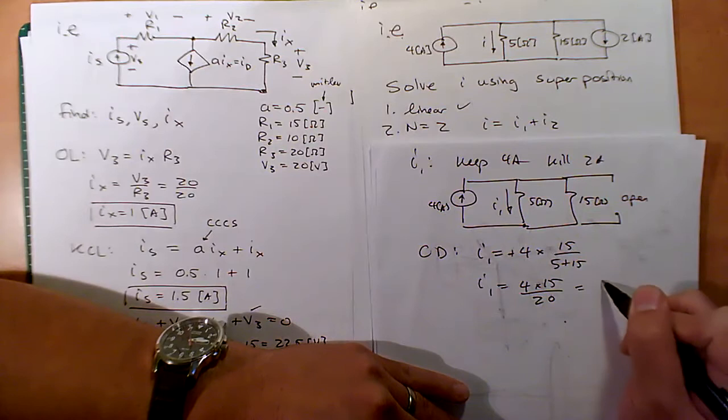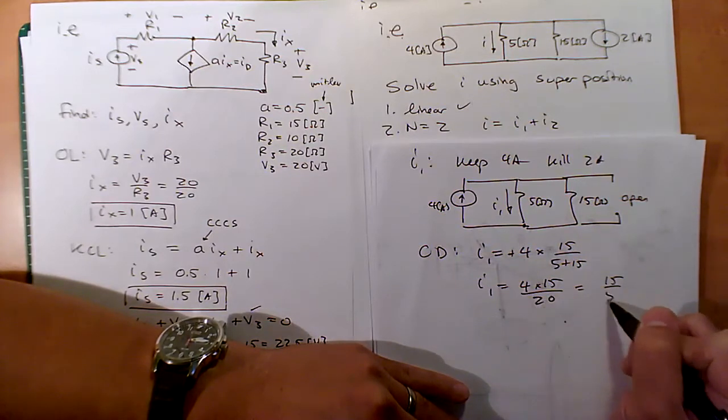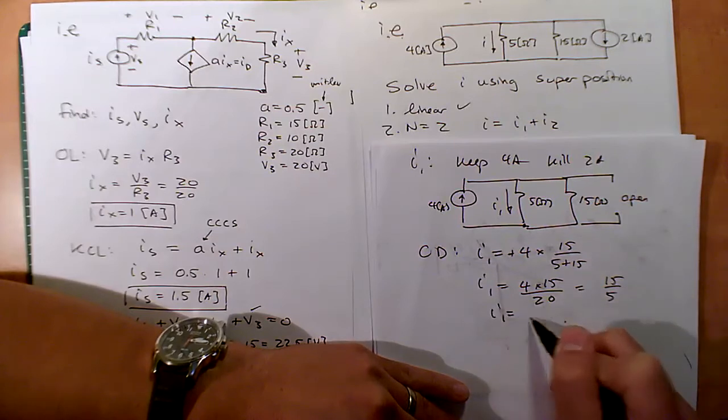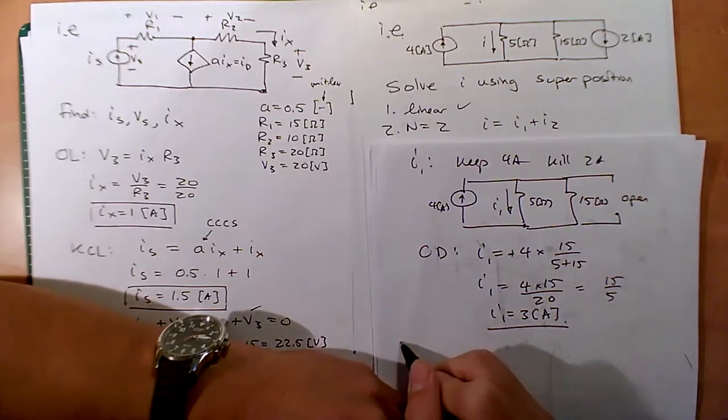And what do we have? We have 15 over 4. 4 over 20 is that 5. So this looks like I1 is equal to 3 amps. Good. Okay, let's do the next one.